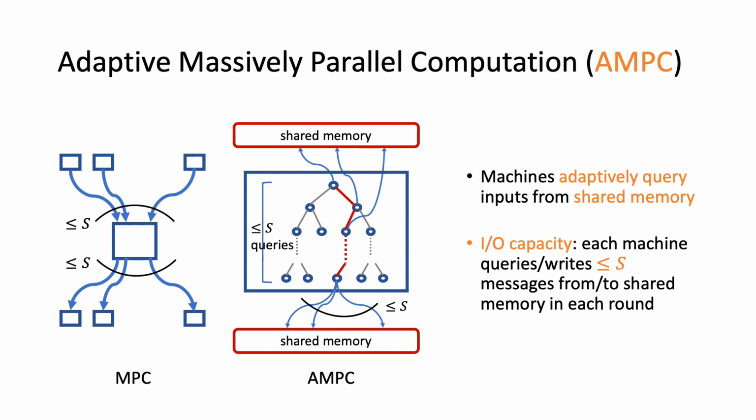I want to remark that these new features of adaptivity and the use of shared memory make AMPC a stronger computation model than MPC. And these features also bring new challenges to proving lower bounds on the round complexity. For one thing, we can simulate any MPC computation in AMPC using the same number of rounds. This also means any lower bound we're able to prove for AMPC is also a lower bound for MPC. Our work focuses on the round lower bounds in this more powerful AMPC model.